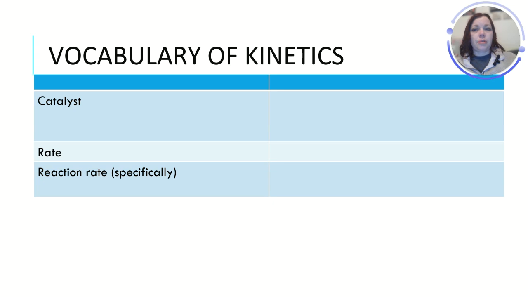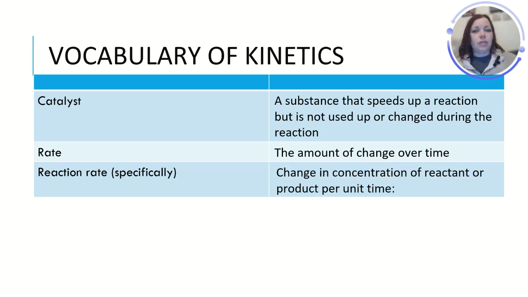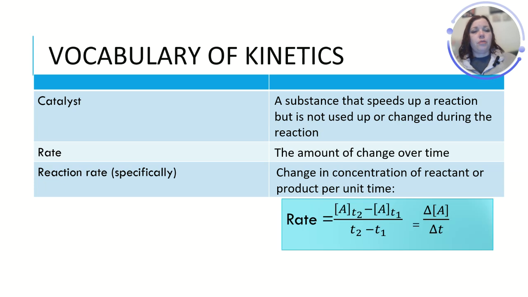I've got a couple of vocabulary terms for you so that you can understand what we're talking about as we move through. The first one is a catalyst. A catalyst is a substance that speeds up a reaction, but is not used up or changed during the reaction. We're going to get much more into catalysis as we move through Unit 5, particularly in the second half of Unit 5. Rate is the amount of change over time. We're going to look more at that in just a second. And reaction rate specifically is the change in concentration of a reactant or a product per unit time.